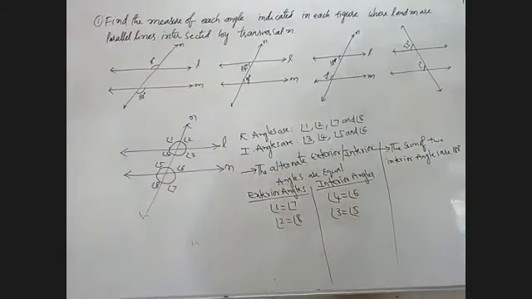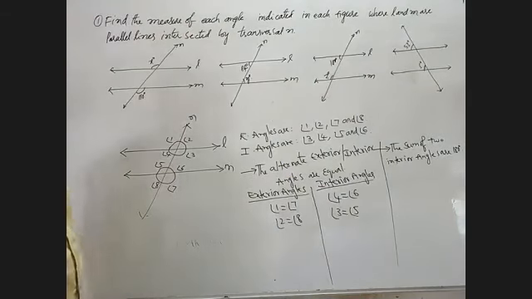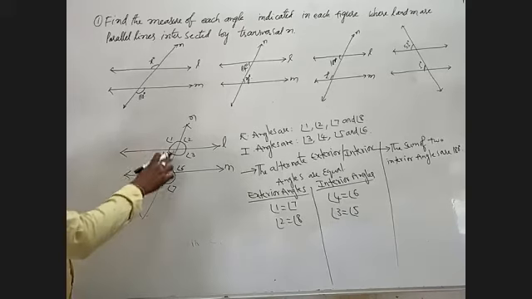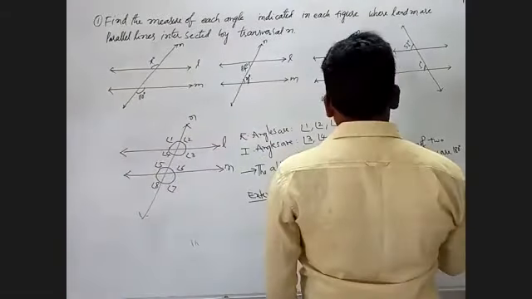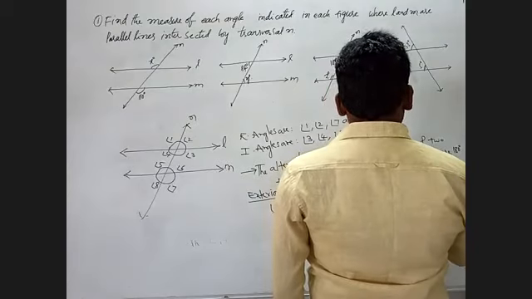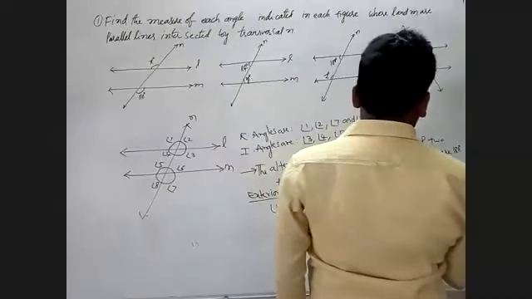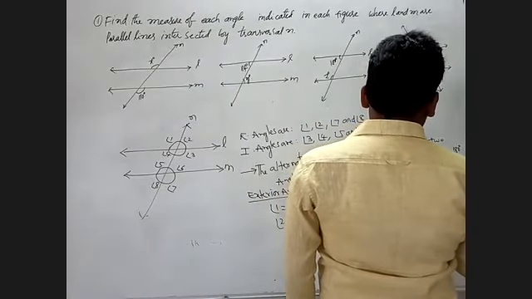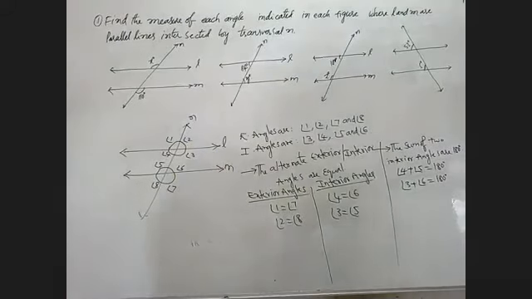So what about the interior angles there? That is, two interior angles do not take their alternate angles, but their common angles. That is, angle 4 plus angle 5 is equal to 180 degrees. After that, we write angle 3 plus angle 6 is also 180 degrees. This is the sum of the interior angles, 180 degrees.